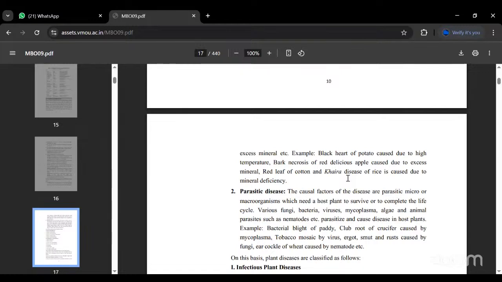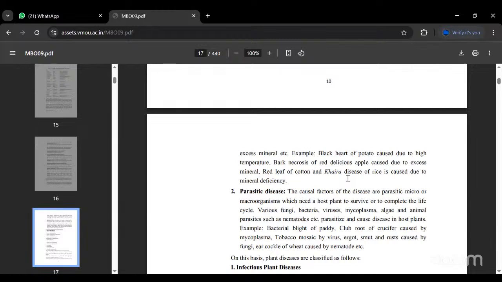Parasitic disease: the causal factors of the disease are parasitic micro or macroorganisms which need a host plant to serve or to complete the life cycle. Various fungi, bacteria, viruses, mycoplasma, algae, and animal parasites such as nematodes, etc., parasitize and cause disease in the host plant.